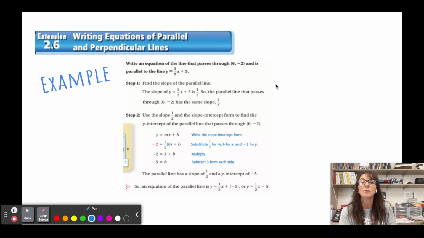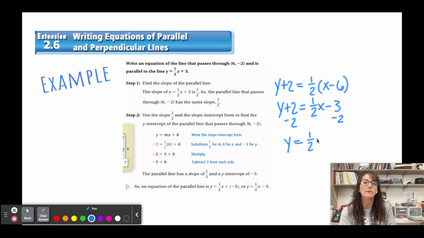We could do y minus negative 2, which would be plus 2, is equal to 1/2 times the quantity x minus 6. So we can simplify it. Half of 6 is 3, and then we're subtracting 2. We'll get y equals 1/2 x minus 5, which is exactly what they get.